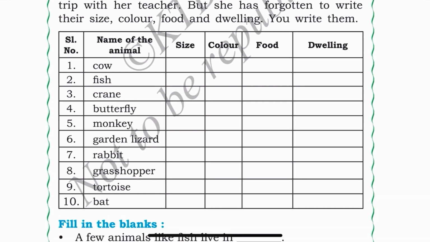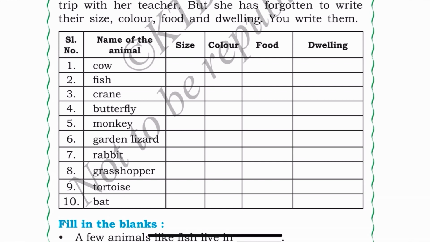Now let us know about the fish. Size of the fish is small. What is the color of the fish? It is orange in color, and you might have seen so many different fish as well. What is the food of the fish? The fish eats insects. Where does it live? The fish lives in the water.